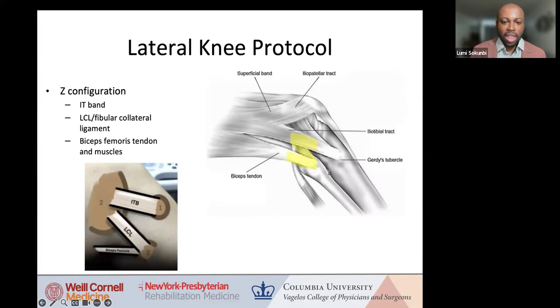I've had it highlighted here where you have your IT band coming down to attach to Gerdy's tubercle. Then you have the LCL attaching to the fibular head, and then the biceps femoris attaching to the fibula here. That makes this kind of Z mark, and you can see this in the surface anatomy as well. It's really good to have this framework and to visualize this before you put the ultrasound probe on, so you have an idea of where you're going to be going.